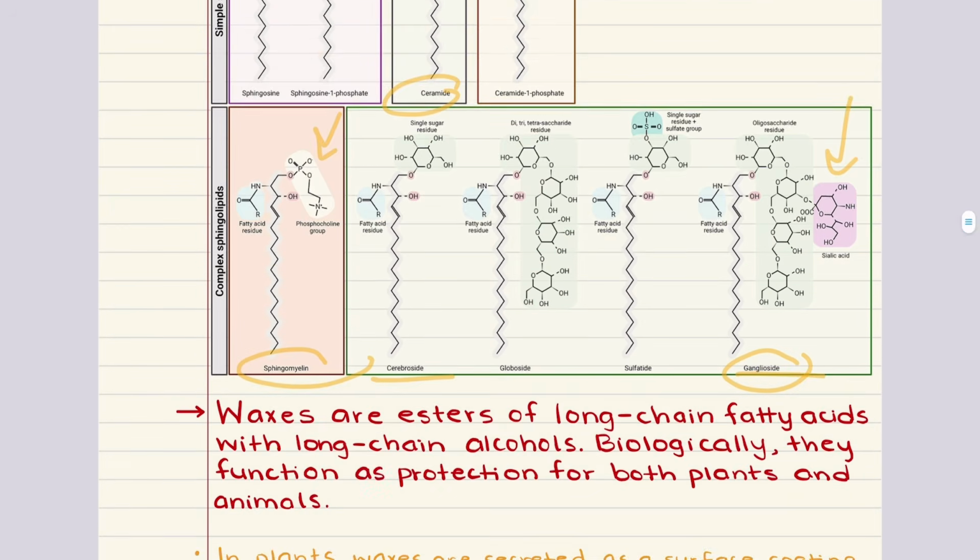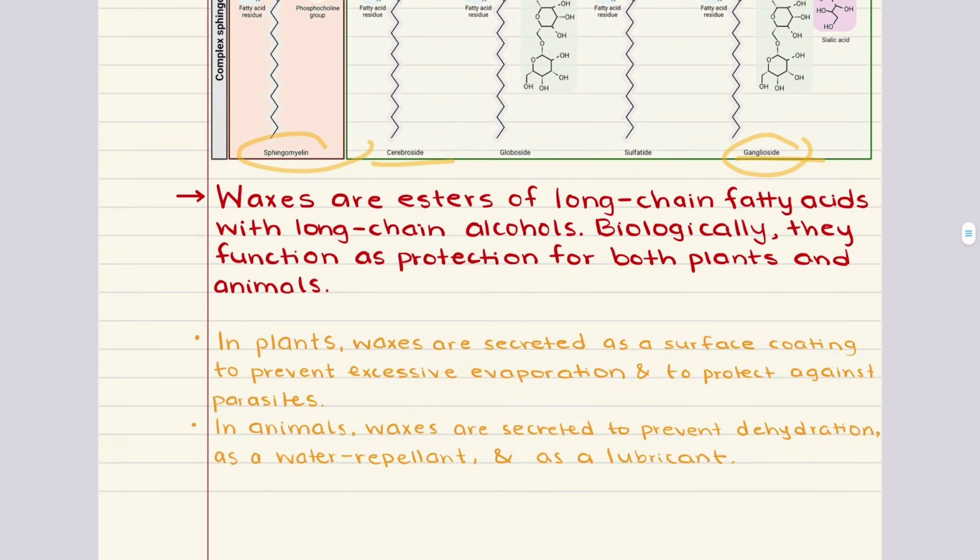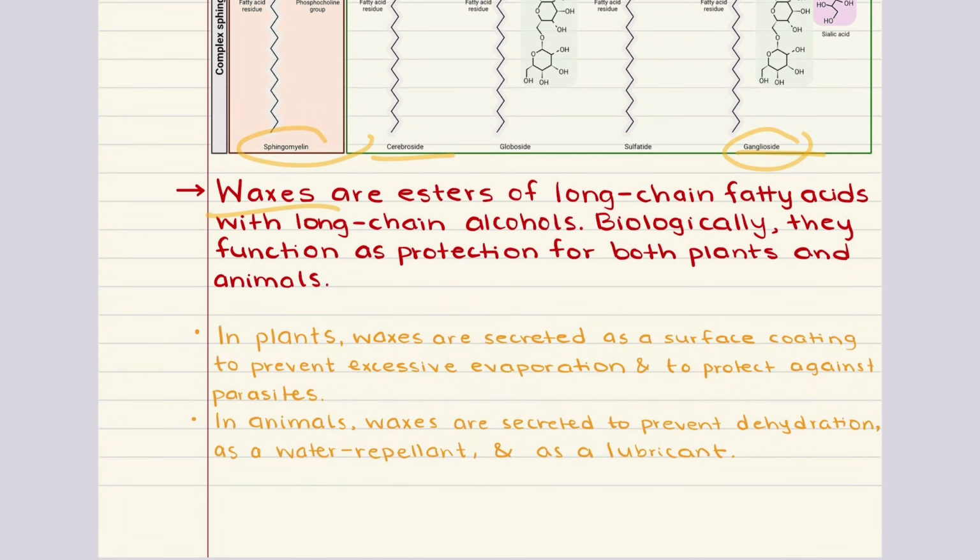Finally, there's one last class of structural lipids we need to talk about, and that is waxes. Waxes are esters that are formed by combining a long-chain fatty acid with a long-chain alcohol. And because of these long hydrophobic chains, waxes are extremely nonpolar and they're solid at room temperature. Biologically, their main role is protection, and this applies to both plants and animals.